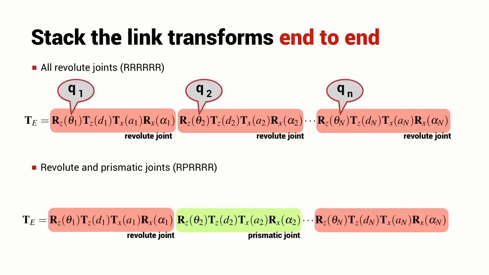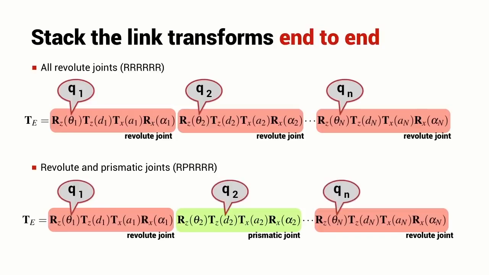Let's consider a robot that has got a prismatic joint. Its second joint is prismatic. Since the first joint is revolute, we substitute Q1 in here. For the second joint, which is prismatic, we substitute Q2 in here. For a joint like this, theta 2 is a constant, just like A2 and alpha 2. They are a function of the mechanical design of this particular robot.